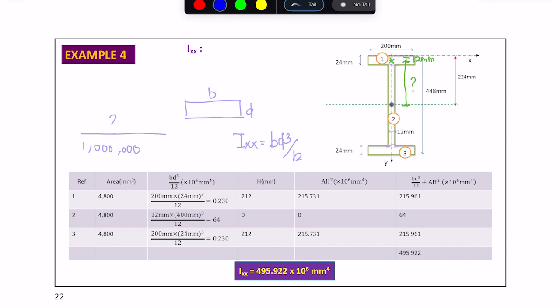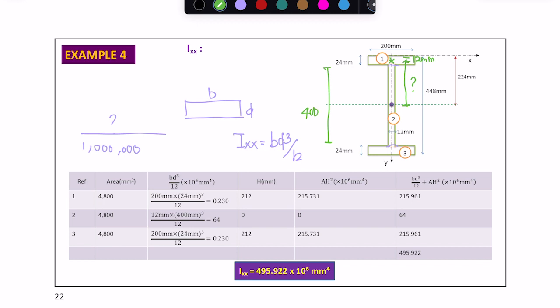For section 2, the B is 12 mm and the D is 400, because from here to here is 400.